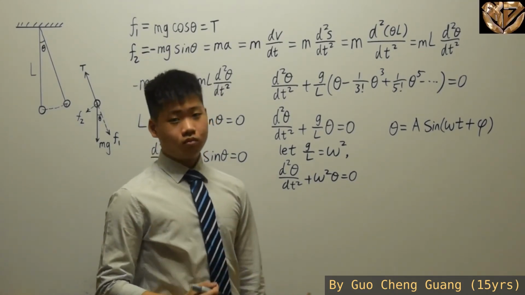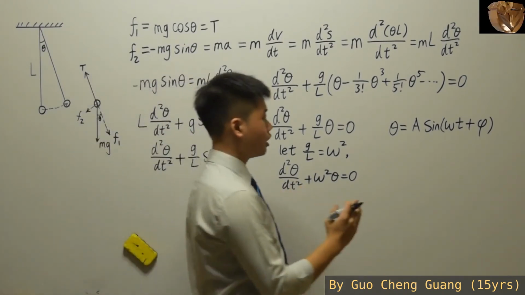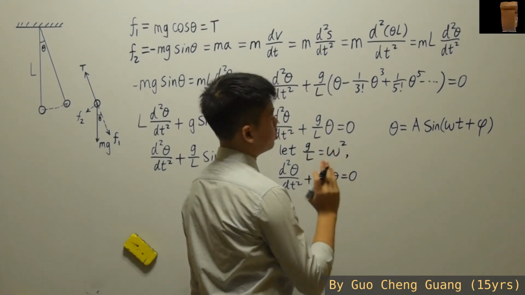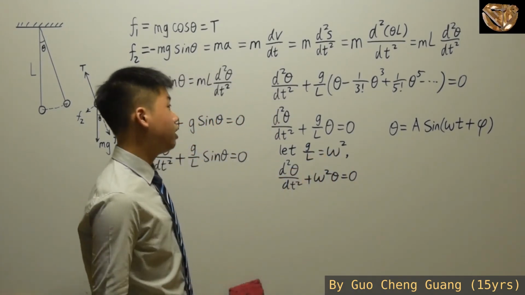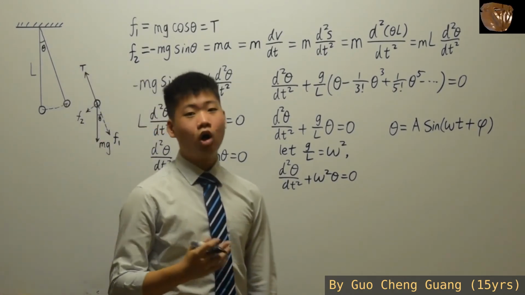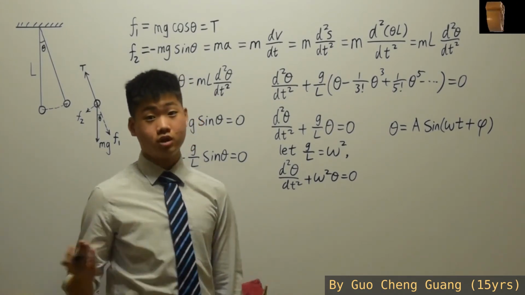Right? What's so special about all these? What have we done all these for? So we take a look at this again. Theta is equal to A sine omega t plus phi. Now, what is one of the most common pendulum formulas you will see? Formulas about pendulum that you'll see.